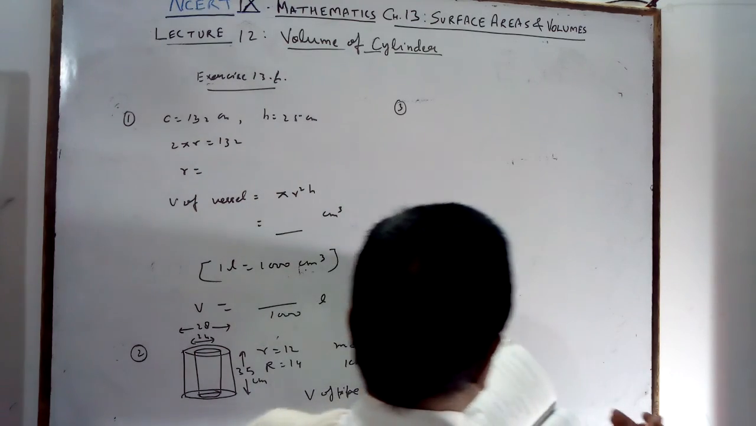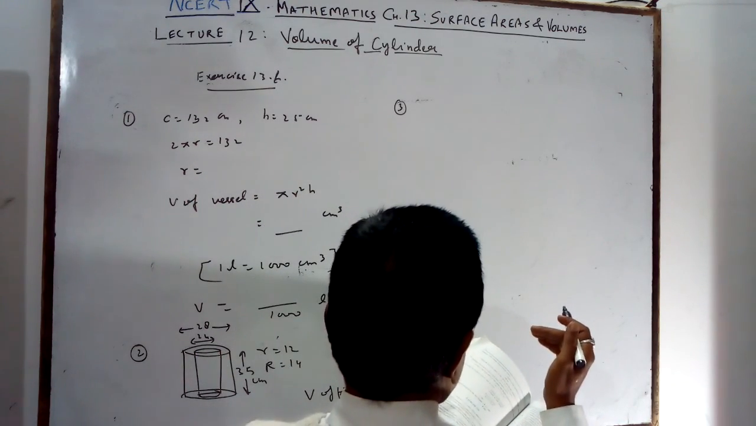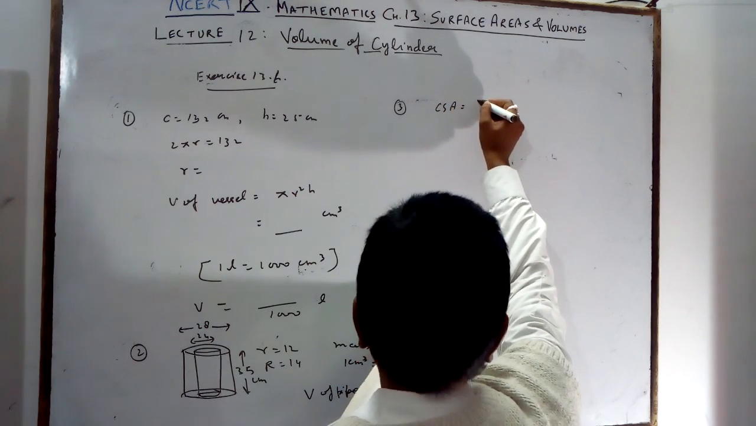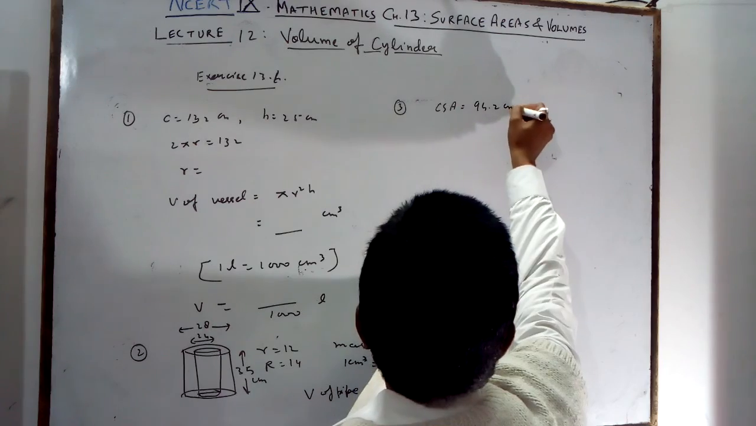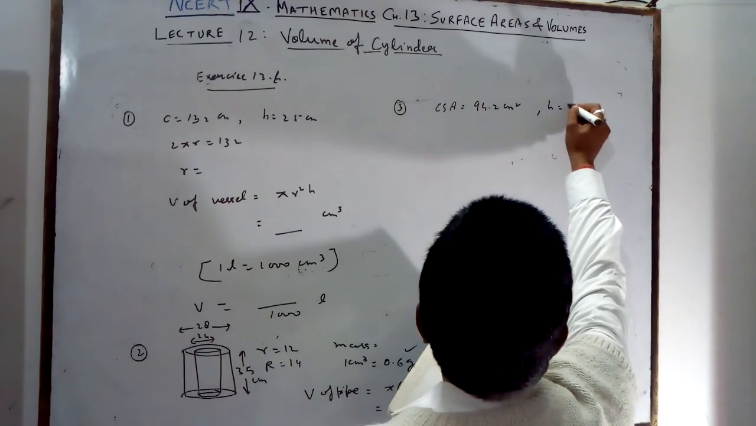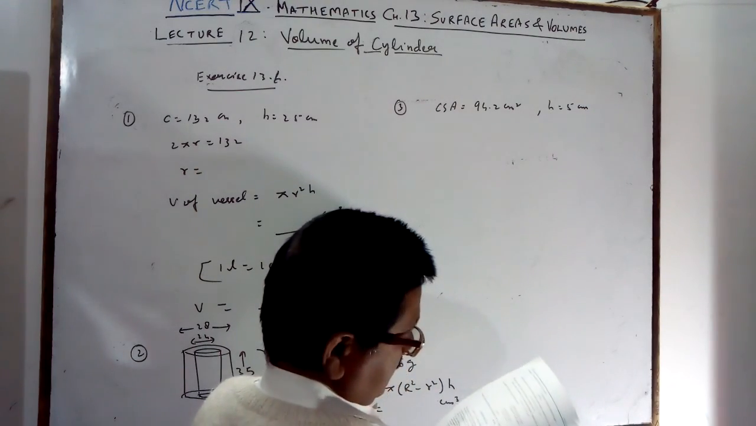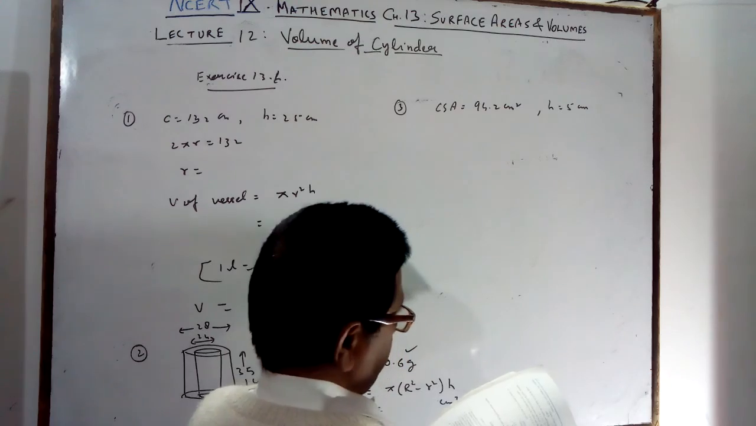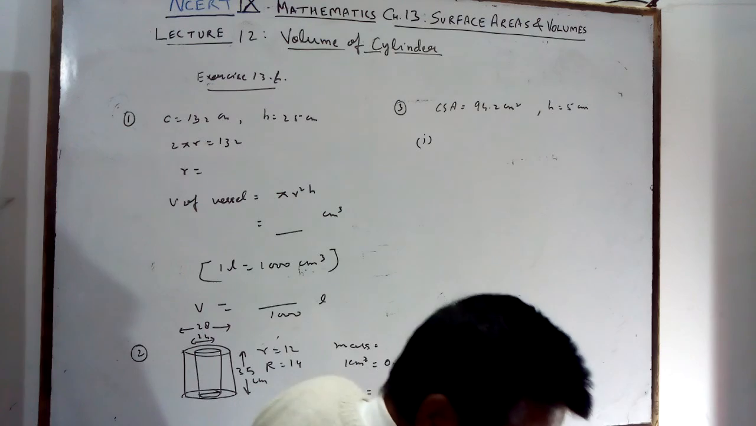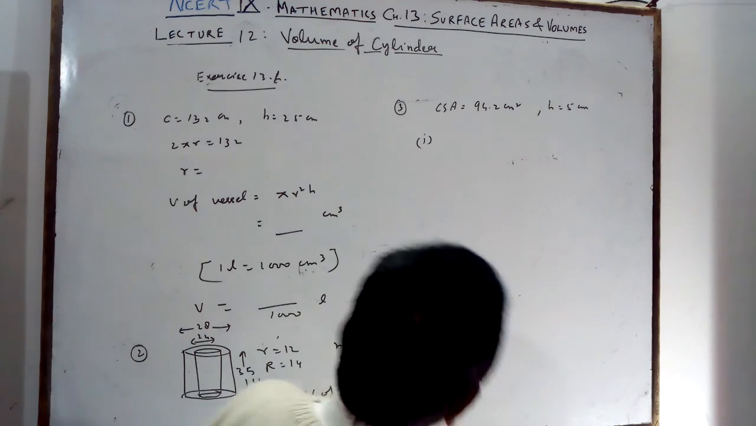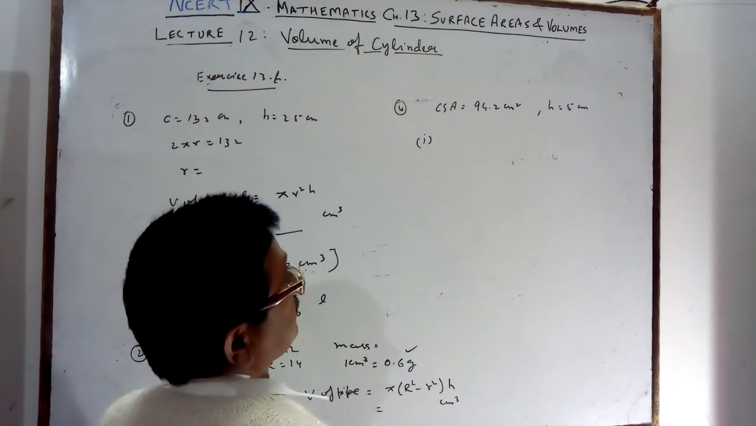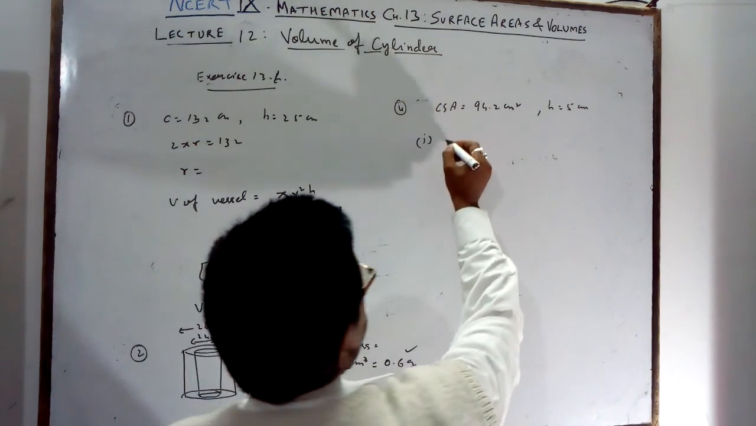Question number 4. If the lateral surface area is 94.2 centimeter square, lateral surface area means CSA, it is given 94.2 centimeter square, and its height is 5 centimeter. Find the radius of the base and its volume. Radius of the base, first you find out. It is question number 4. Radius you want to find out. Question 3 I will tell you afterwards.